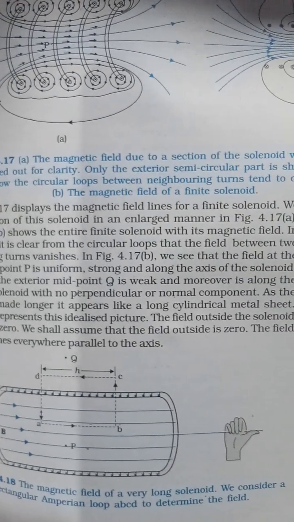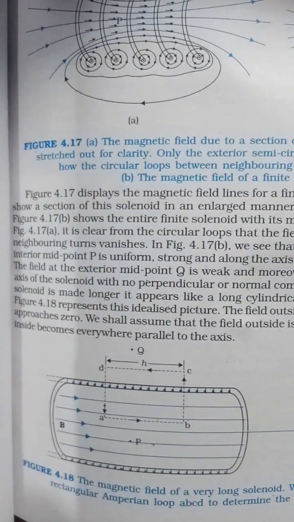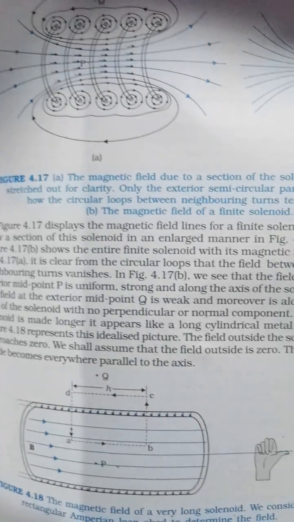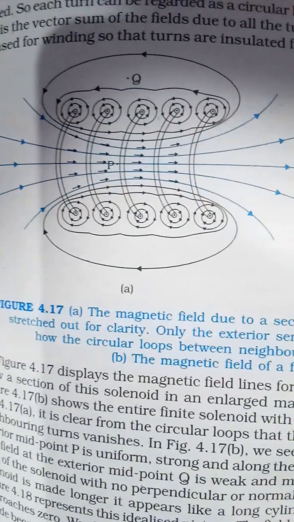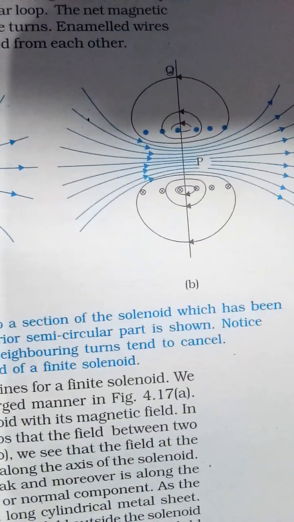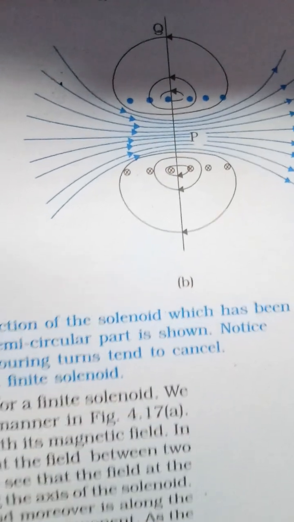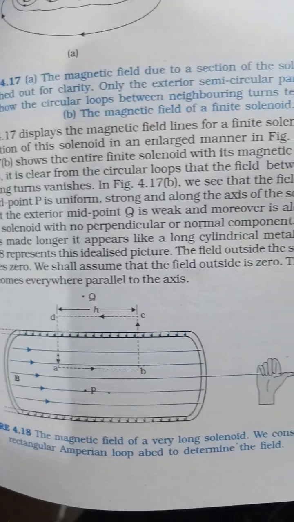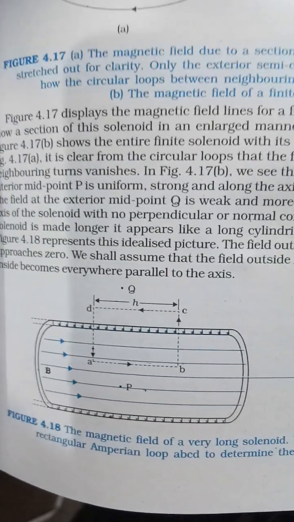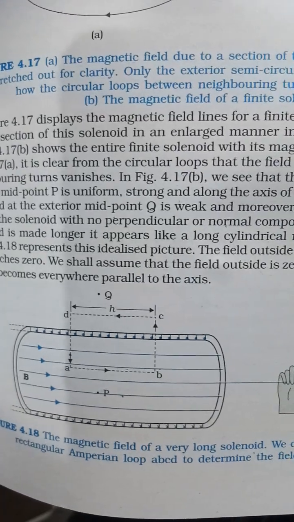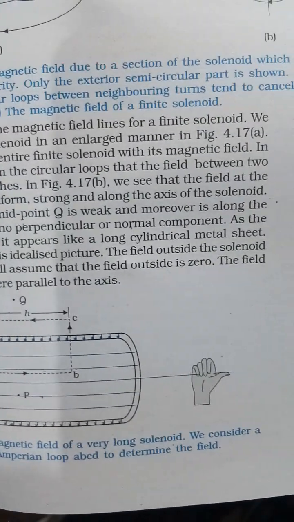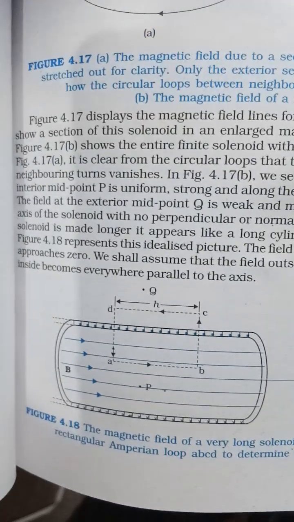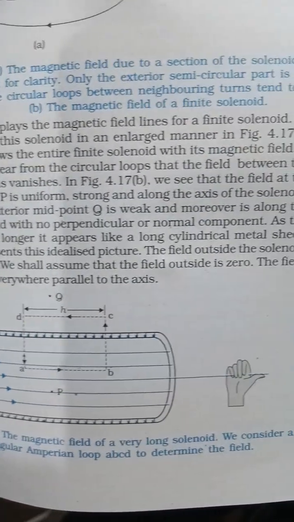In figure 4.17b we see that the field at the interior midpoint P is uniform, strong and along the axis of the solenoid. You will see here P is here. The field at the exterior midpoint Q is weak and moreover is along the axis of the solenoid with no perpendicular or normal component.